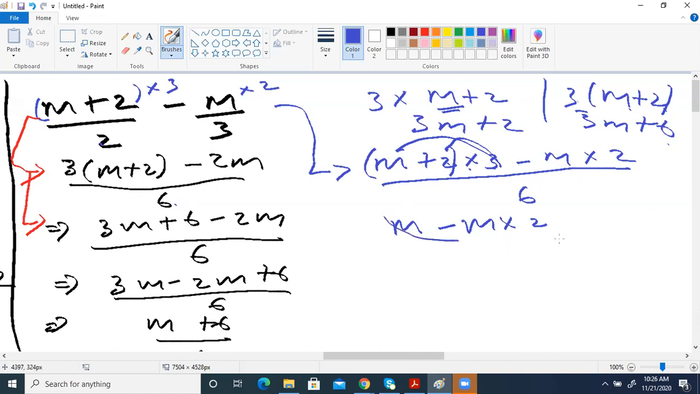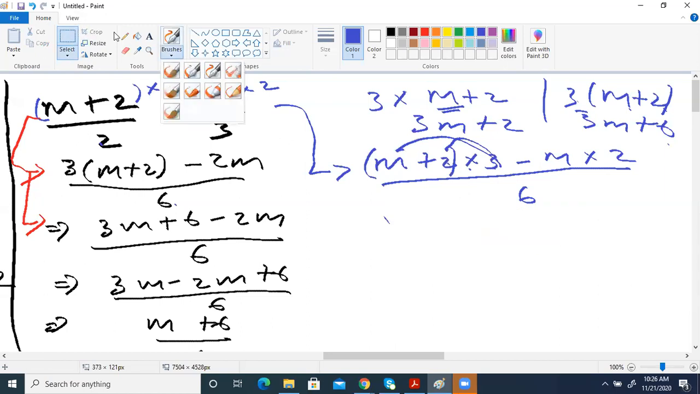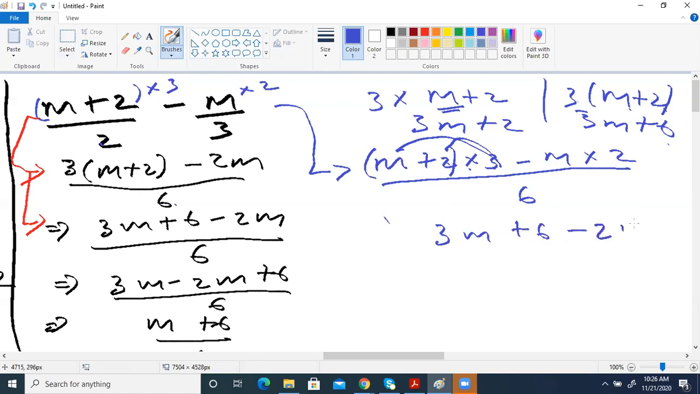So if I were to delete just here for space and continue with how you would have worked it if everything multiplied properly, you would have 3m plus 6 minus 2m all over 6. And from here, we're literally back at where we got everything all right.